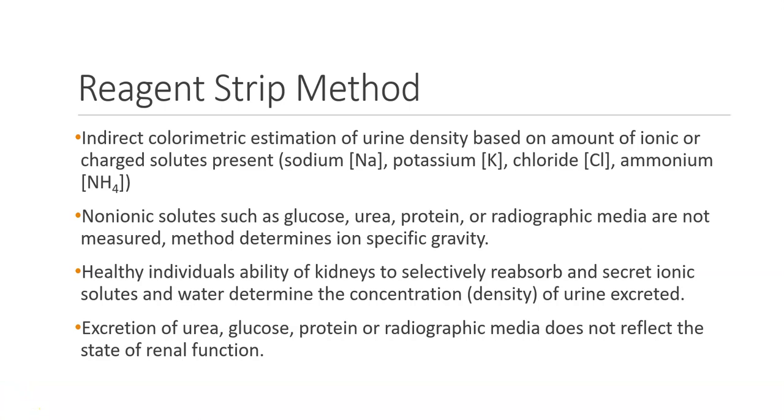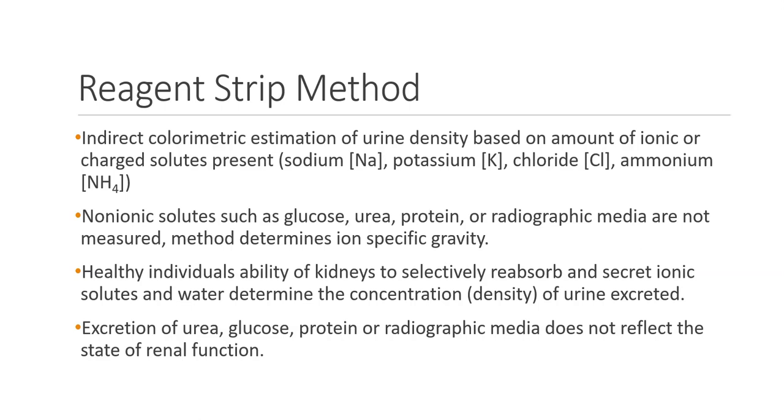The reagent strip method to measure urine-specific gravity is an indirect colorimetric, meaning a color will be produced, estimation of urine density based on the amount of ionic or charged solutes present. These are sodium, potassium, chloride, and ammonium. Non-ionic solutes such as glucose, urea, protein, or radiographic media are not measured. This method determines ion-specific gravity.